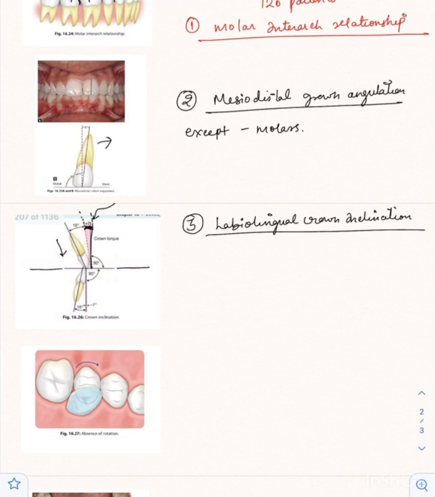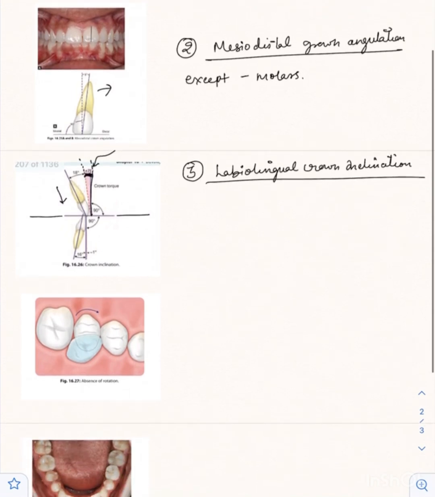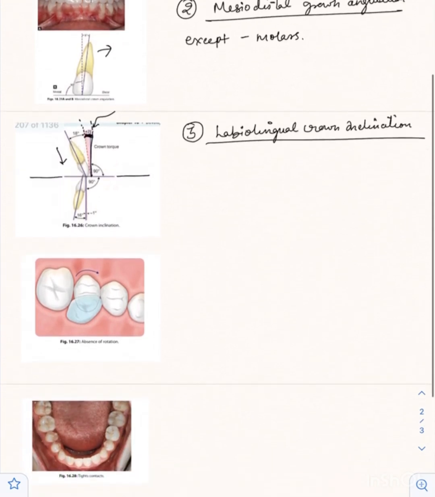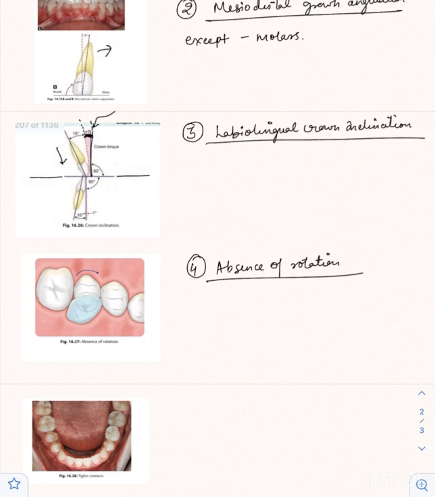Then coming to the fourth key of occlusion, that is absence of rotation. We know that rotation will occupy more space in the dental arch, so in ideal occlusion there should not be any kind of rotation of teeth present, and teeth should be aligned normally.